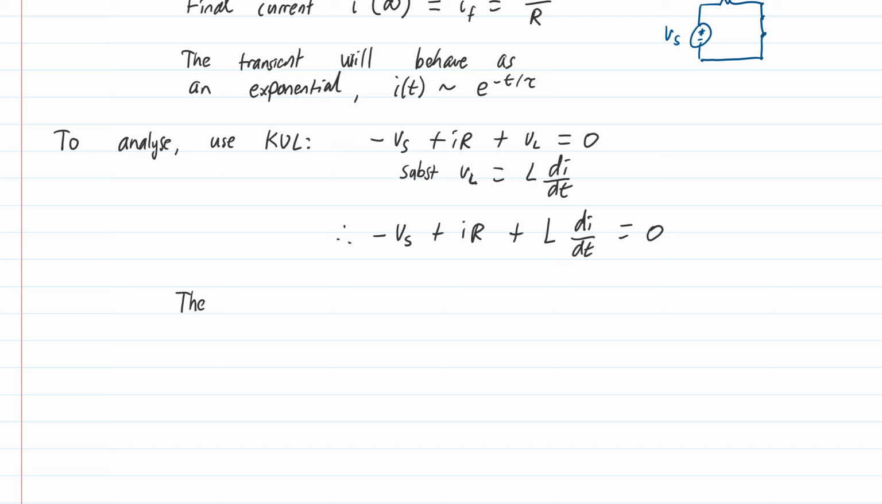So the general solution for this type of step response and for this type of differential equation is as follows. We will have I of t is equal to a constant which is the final value plus a transient term, and the transient term will be an initial current minus a final current times e to the negative t divided by our time constant.